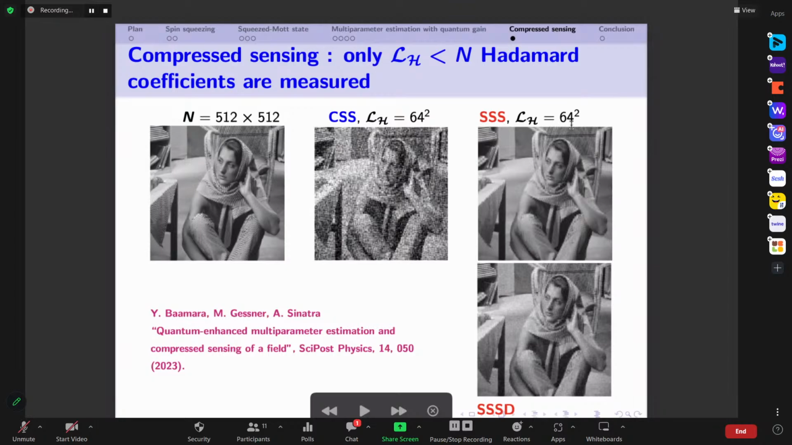Measuring 64 square Hadamard coefficients. And then the bottom right figure is the same thing, but with a non-perfect, non-ideal squeezed state obtained in presence of some decoherence.